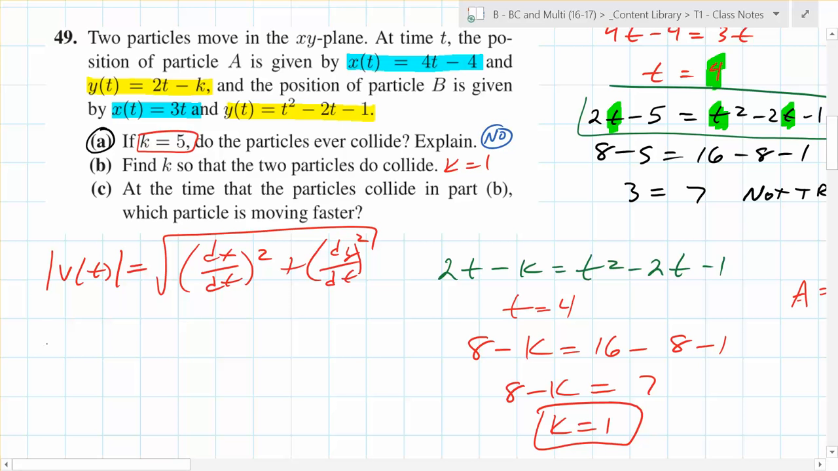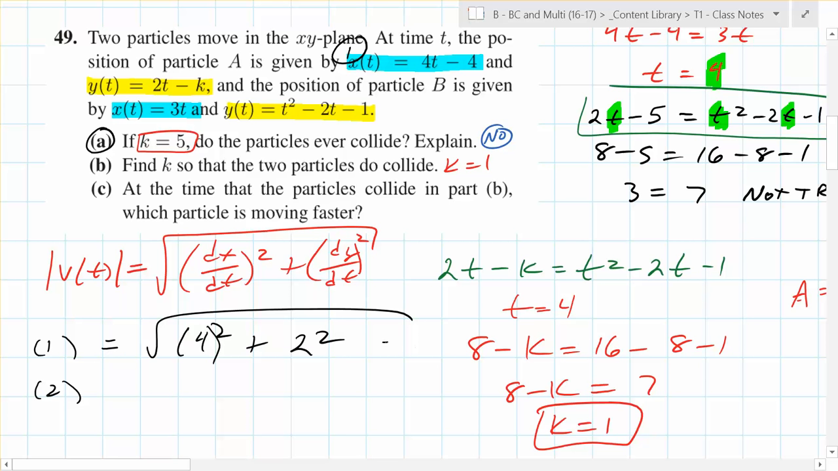So you have particle 1 and you have particle 2. For particle 1, what's dx/dt if this is particle 1 right here, the first one? 4. So that's just going to be 4 squared plus 2 squared equals the square root of 20. And then for particle 2, what is it going to be? It's the square root of, sorry, this is messy. 3 squared plus what?